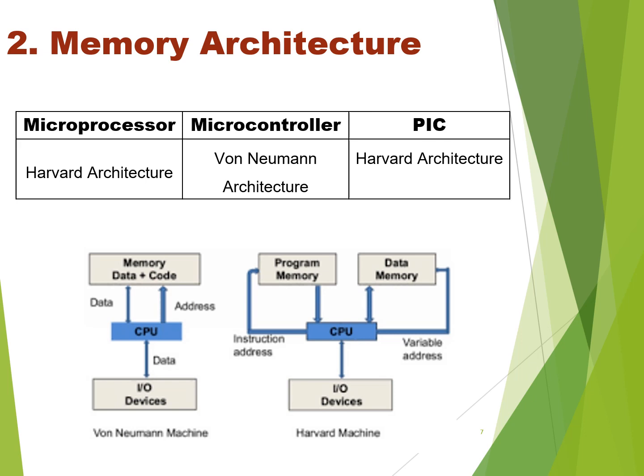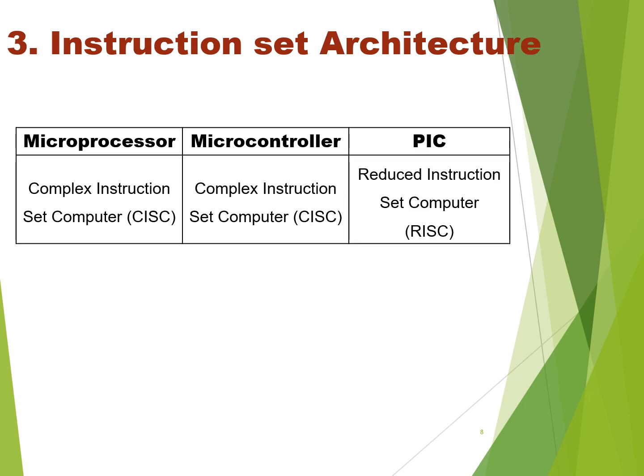So your microprocessor follows Harvard architecture, which means it has two different memories for storing your program as well as your data. Whereas your microcontroller follows von Neumann architecture, where it has only one memory used for storing your data as well as the program. The PIC microcontroller uses Harvard architecture. The next comparison is the instruction set architecture. The microprocessor follows complex instruction set computer. Microcontroller also comes under complex instruction set computer, whereas the PIC microcontroller is a reduced instruction set computer.